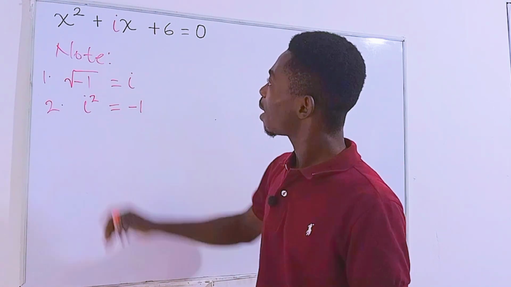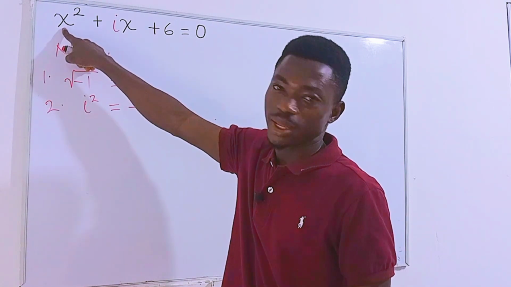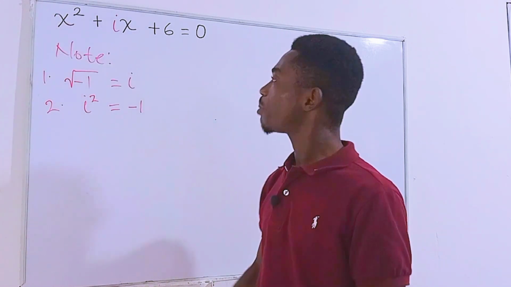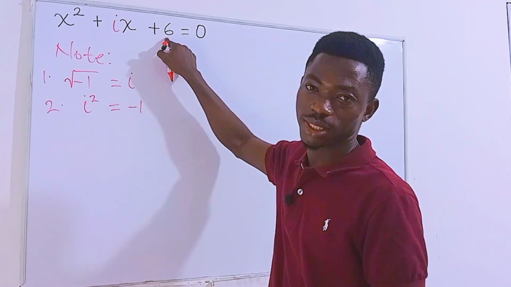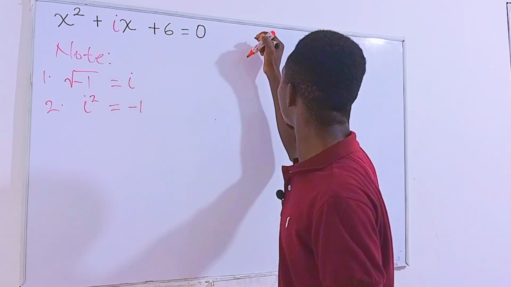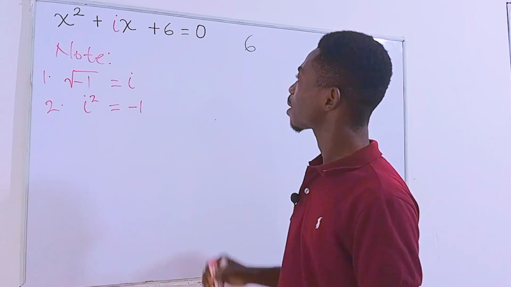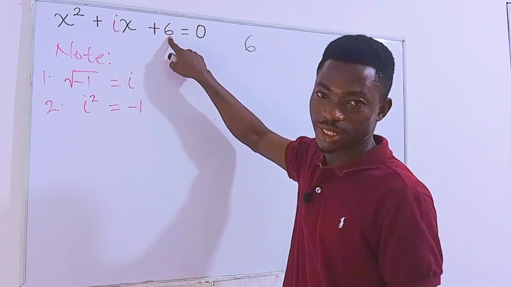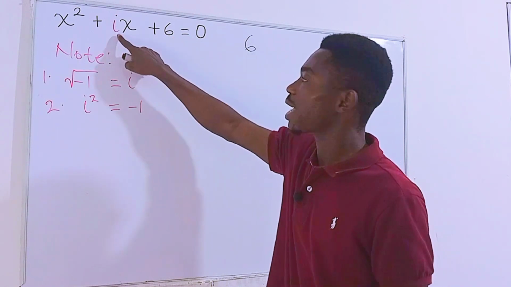In fact, let's pay attention to the x squared right here. The leading coefficient is 1, so we don't have to pay much attention to that. But instead, we have to pay attention to this 6 right here. So I'm going to copy it down just like that. This time round, we are going to find two factors whose product will give us +6, but whose sum will give us i.